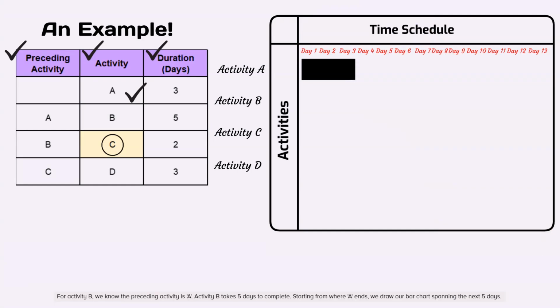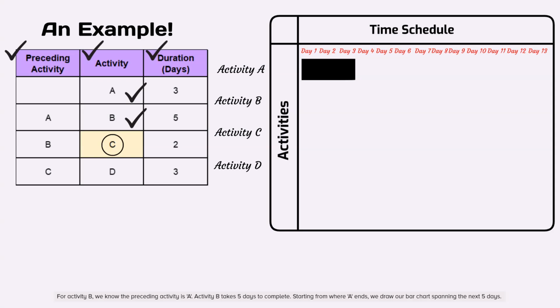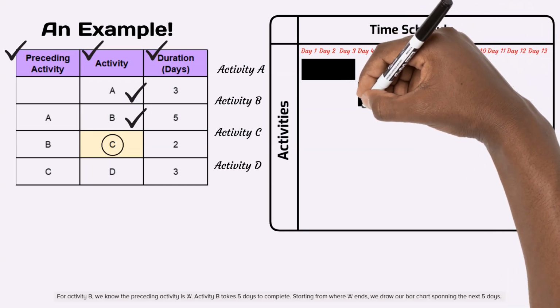For activity B, we know the preceding activity is A. Activity B takes 5 days to complete. Starting from where A ends, we draw our bar chart spanning the next 5 days.